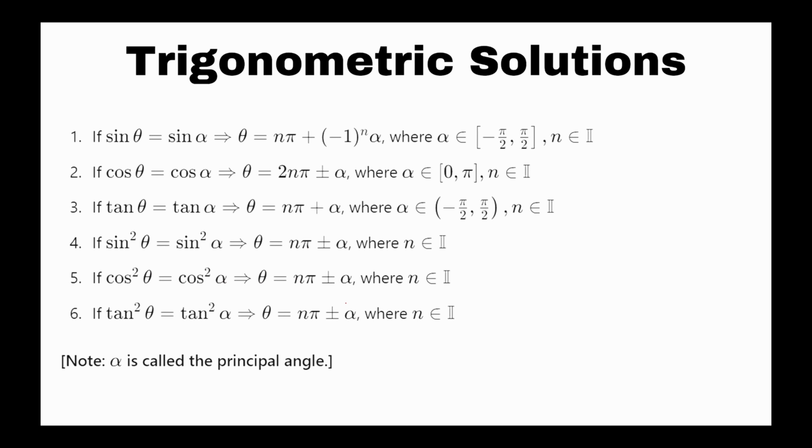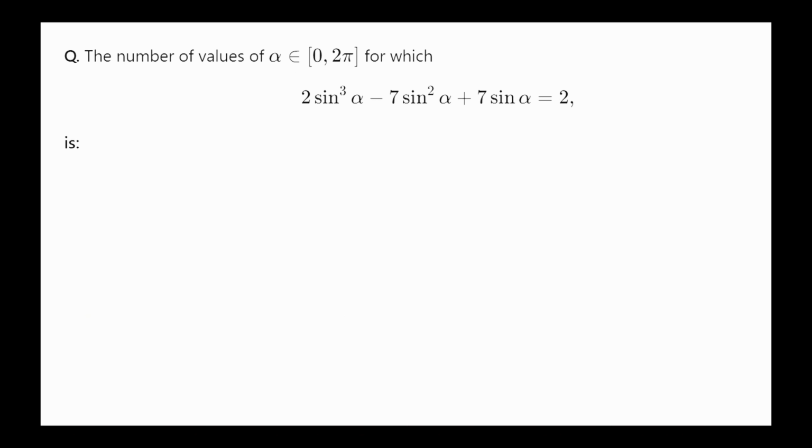For remembering all these, of course, you can see that for squares, all the solutions are the same. These are the general solutions which are the same for all three. When we look at their simple first degree equations, there we have a little bit of difference which you need to remember. And alpha here, we call it the principal angle. Let's look at a question for this so that it becomes much easier for you.